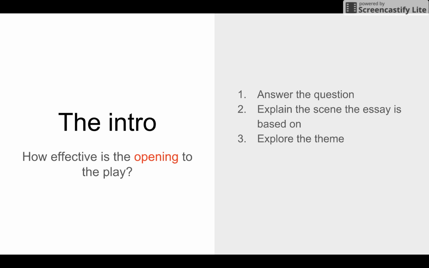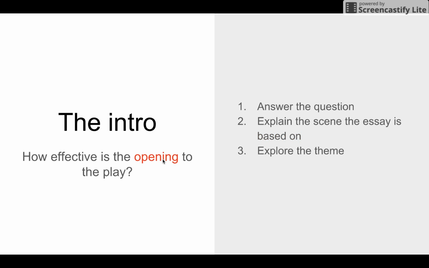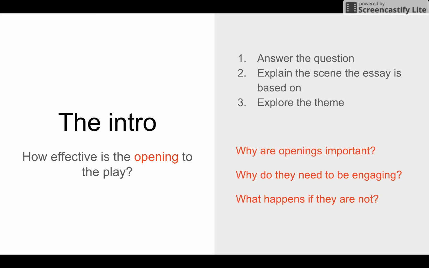The best way you can do this, if you look on the left here, is to put your essay title at the top of your page and then think to yourself, right, what is this essay about? Here, it's about openings. So then go on and tell me something about openings. Okay, so tell me, why are openings important? Why do they need to be engaging? What happens if they aren't?